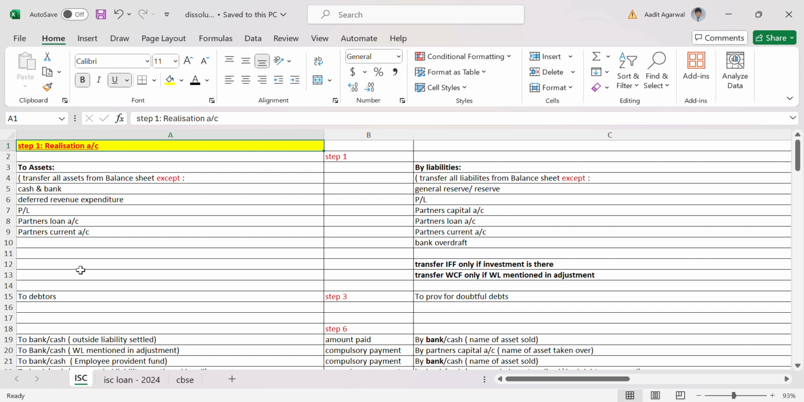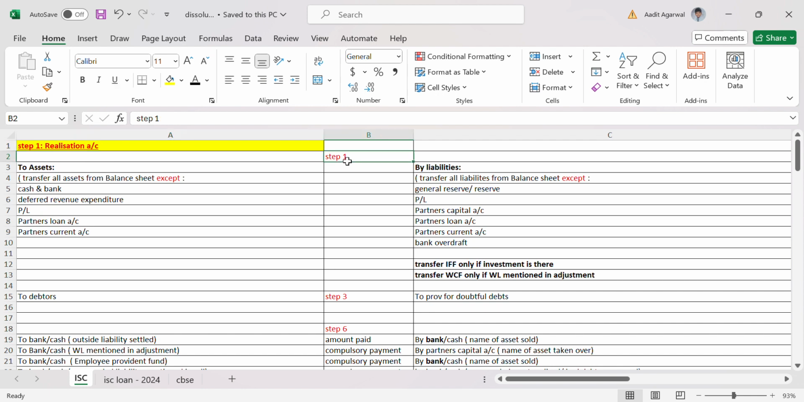Hello, today we are going to study dissolution. In dissolution, the very first step is you have to prepare the realization account. So basically the firm has decided to close the business and sell off all its assets and settle all its liabilities. So the very first step in the dissolution chapter is that we prepare the realization account. We will understand this account by breaking it up into various steps.